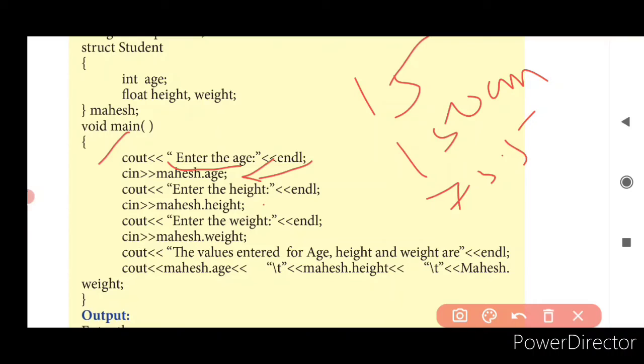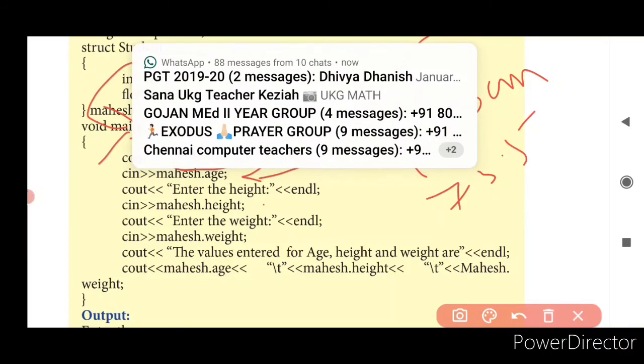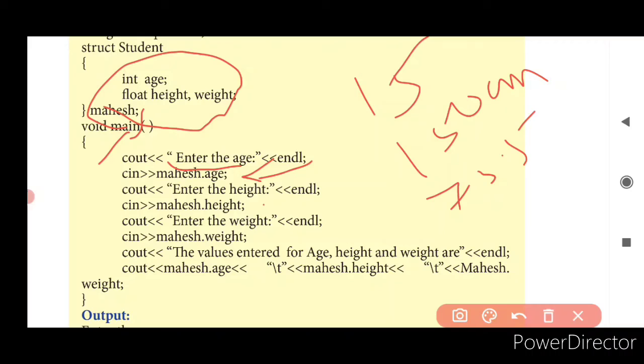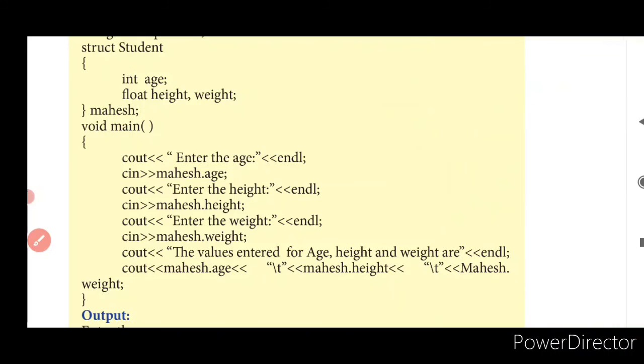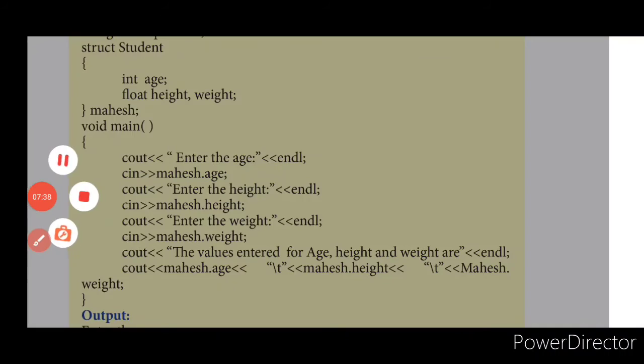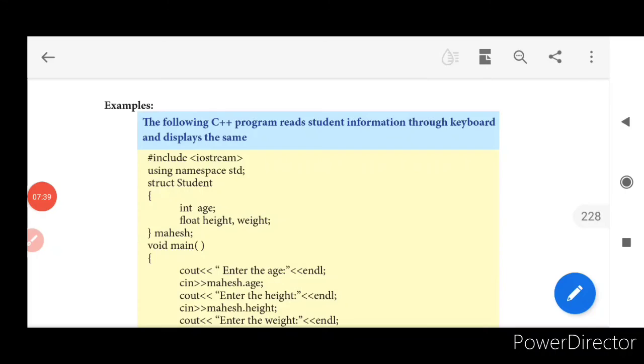See children, here we have declared the variables separately, and these variables can be used for Mahesh. And if I am going to declare something comma Balu or comma Rohit or comma someone else, what happens? Even using their variables we can access the data. Is that clear? Yes children, did you understand the concept?